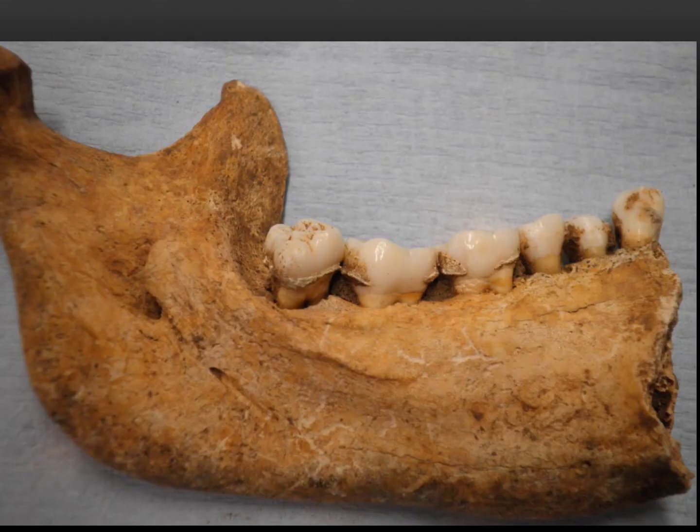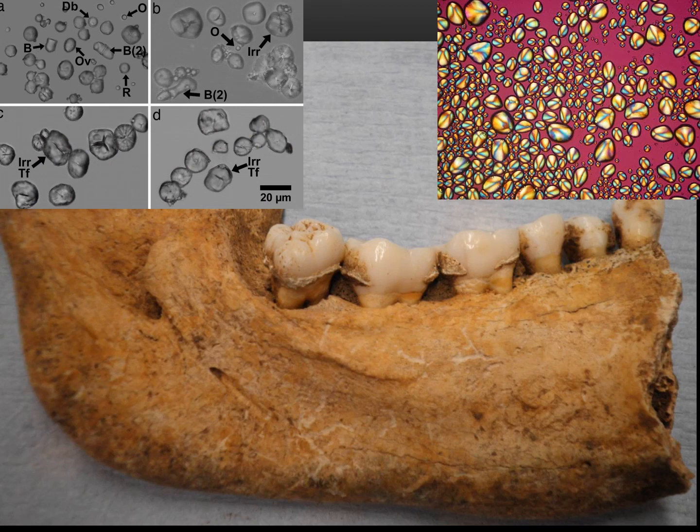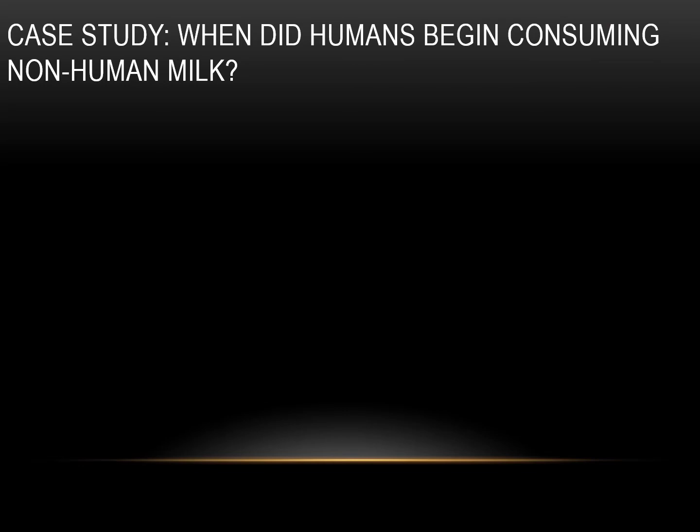So this is showing you one of the Neanderthal mandibles that Dolores Piperno and Karen Hardy used in their research study. And this is showing you the gelatinized starch grain, right? We can identify where those starch grains came from, or which plant they came from, based on how they appear under polarized light, right? What kind of patterning do we see?